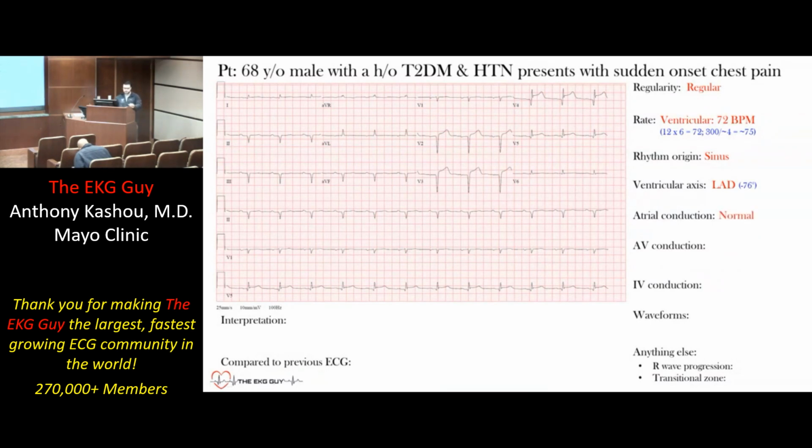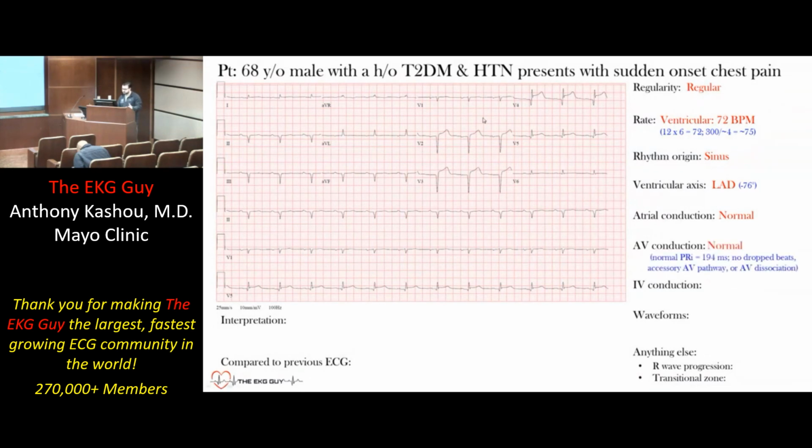Next, we look at AV nodal conduction. Here we're looking at the PR interval. Is it prolonged or not? Any dropped beats? Is there any AV dissociation going on? In this case, we already mentioned that there's no AV dissociation. We said that there's sinus rhythm at a normal rate. And in fact, this is normal conduction.